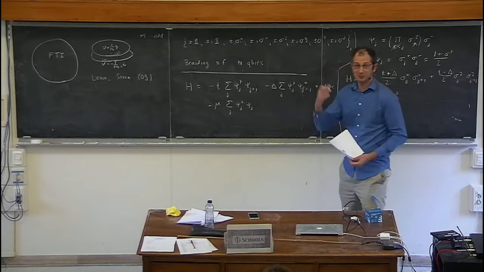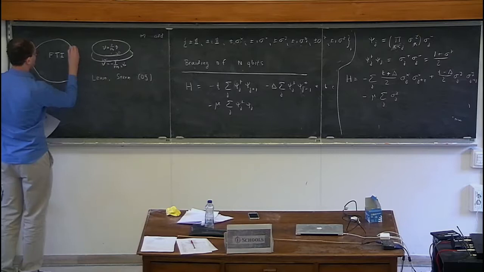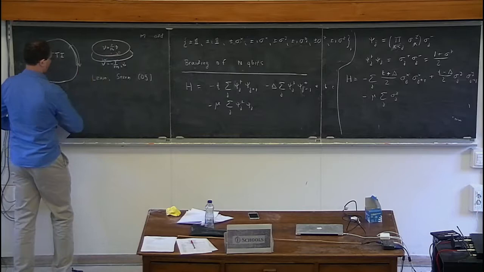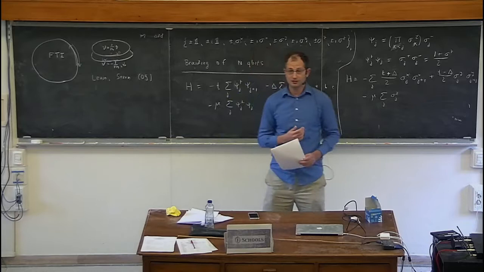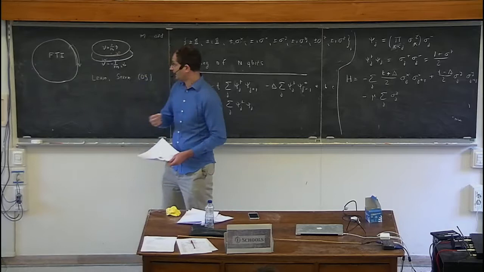Now, it's a gapped phase. It has these counterpropagating edge states, and we said that they're gapless as long as you have time-reversal and particle number conservation. That means that you can gap it out if you break either time-reversal or particle number conservation. So there are two distinct ways to gap it out.